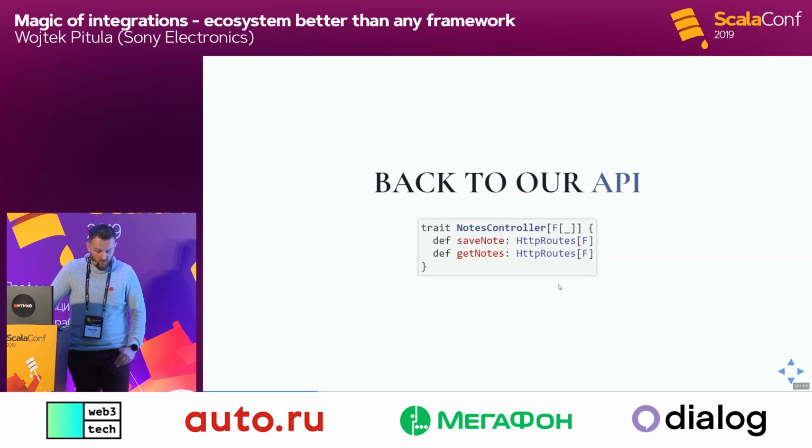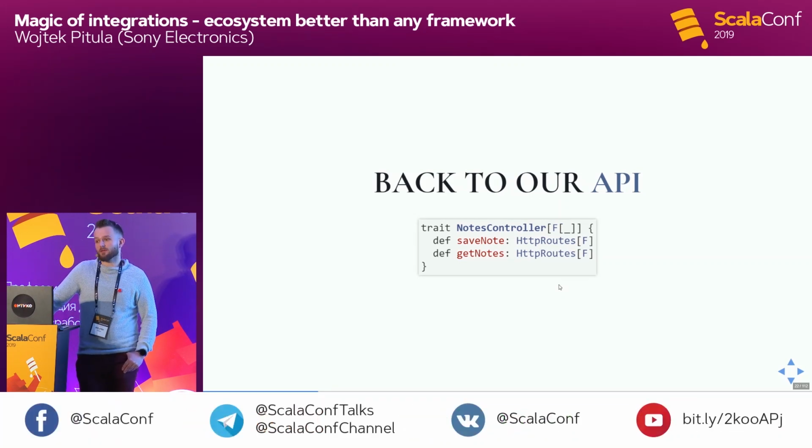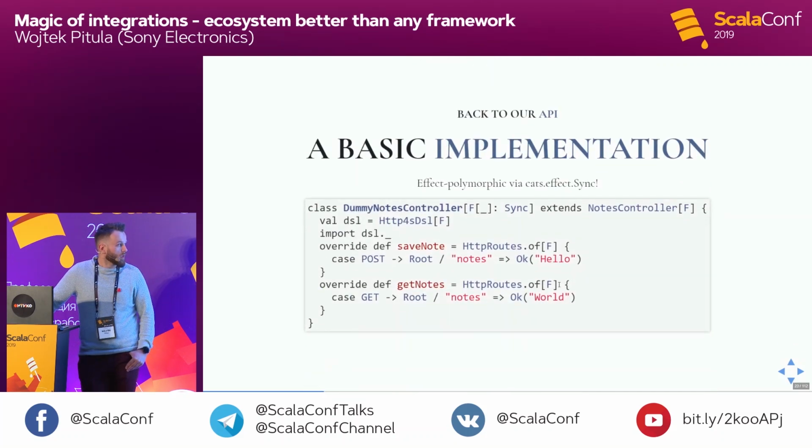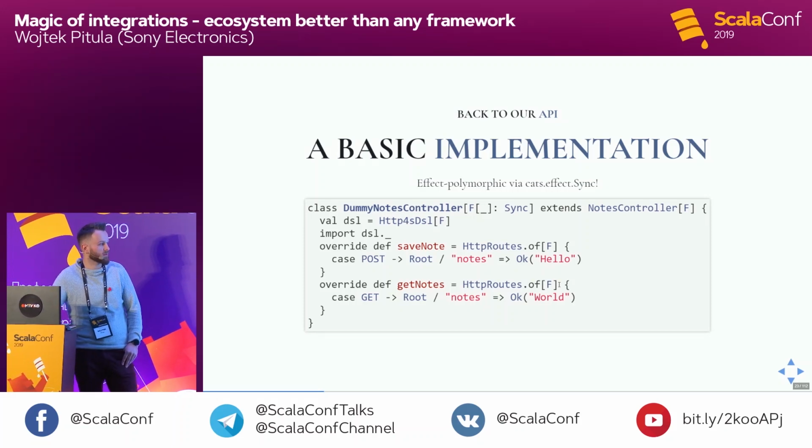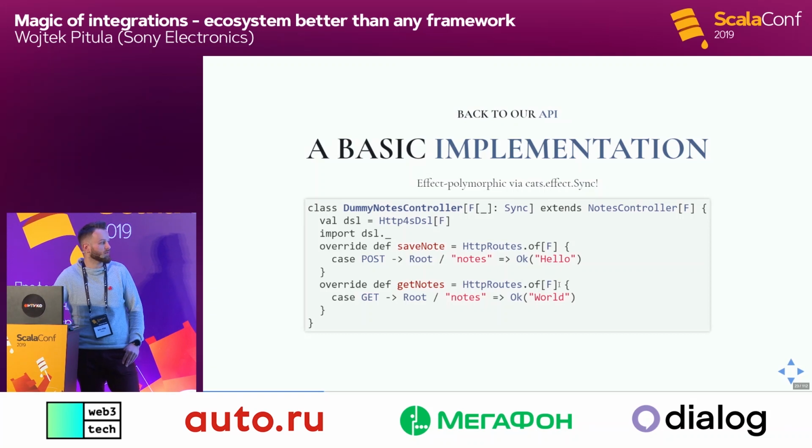So for our API, we need saving notes and getting notes, and this will be two HTTP routes. And this is the very basic implementation of it. We pattern match on the request with this syntax of HttpRoutes.of.